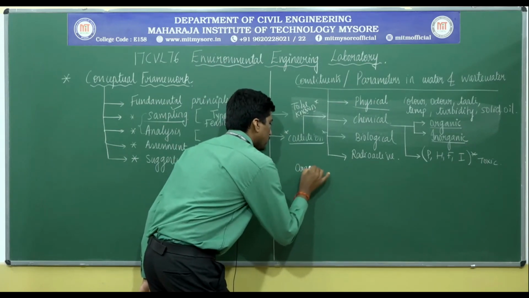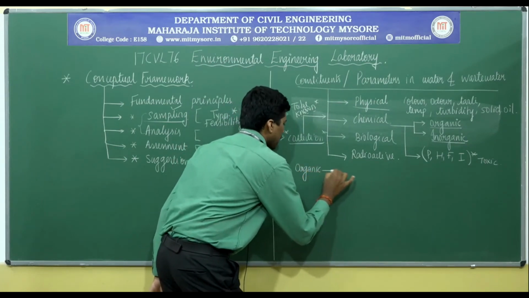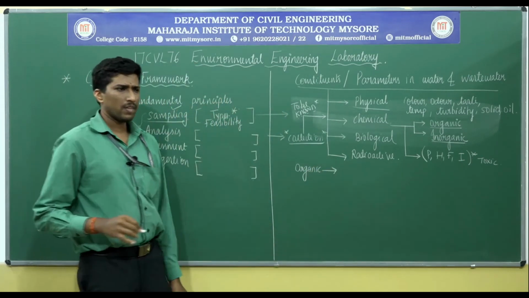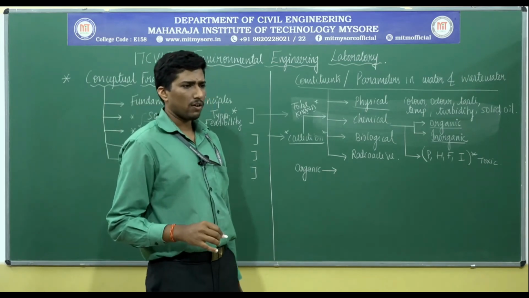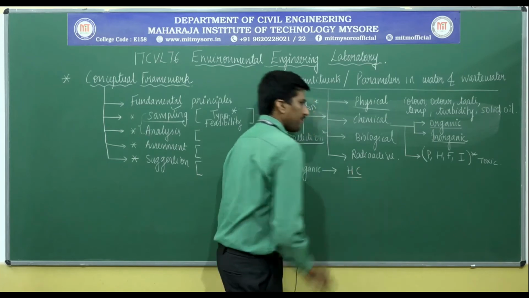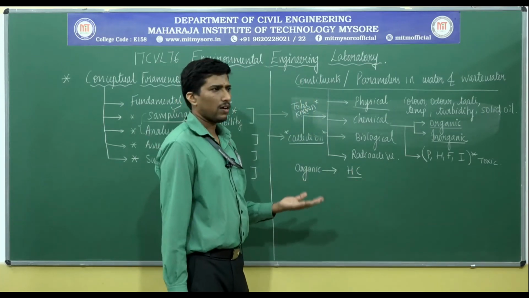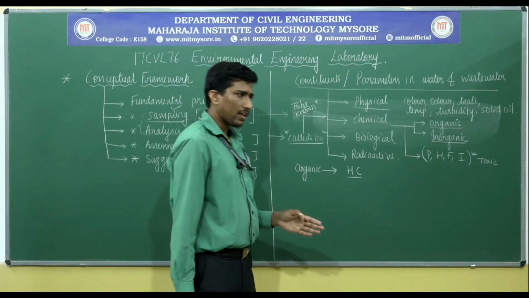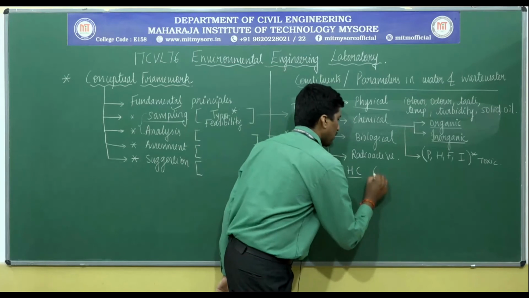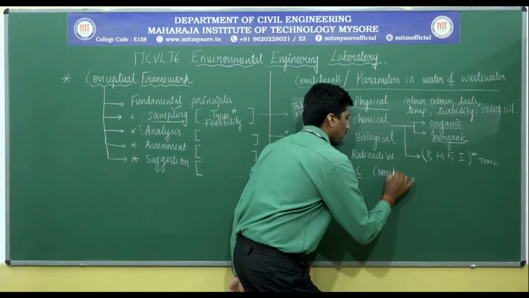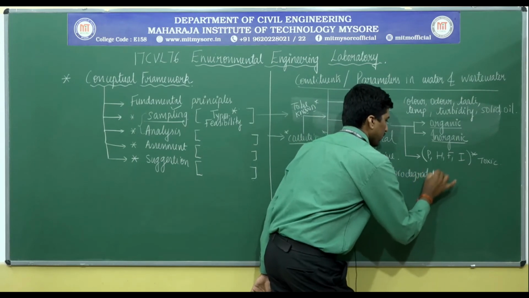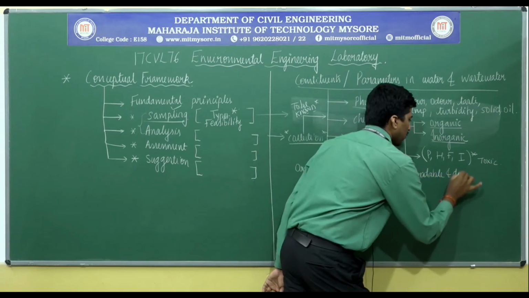Organic parameters, again you can go for further classification, determination of the organic content, maybe in the form of carbon or hydrocarbon compounds. It includes aliphatic and aromatic hydrocarbons, and it also contains biodegradable as well as non-biodegradable compounds.